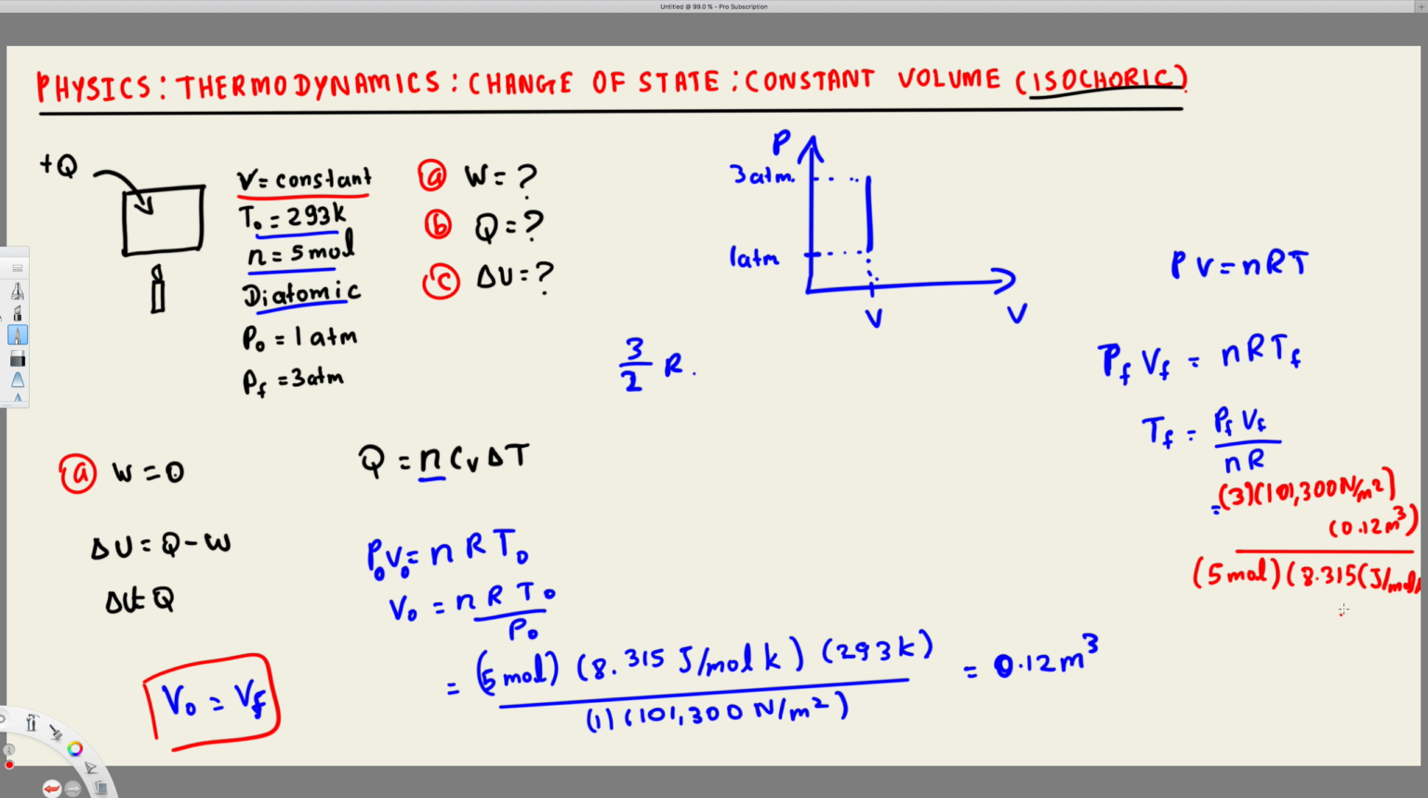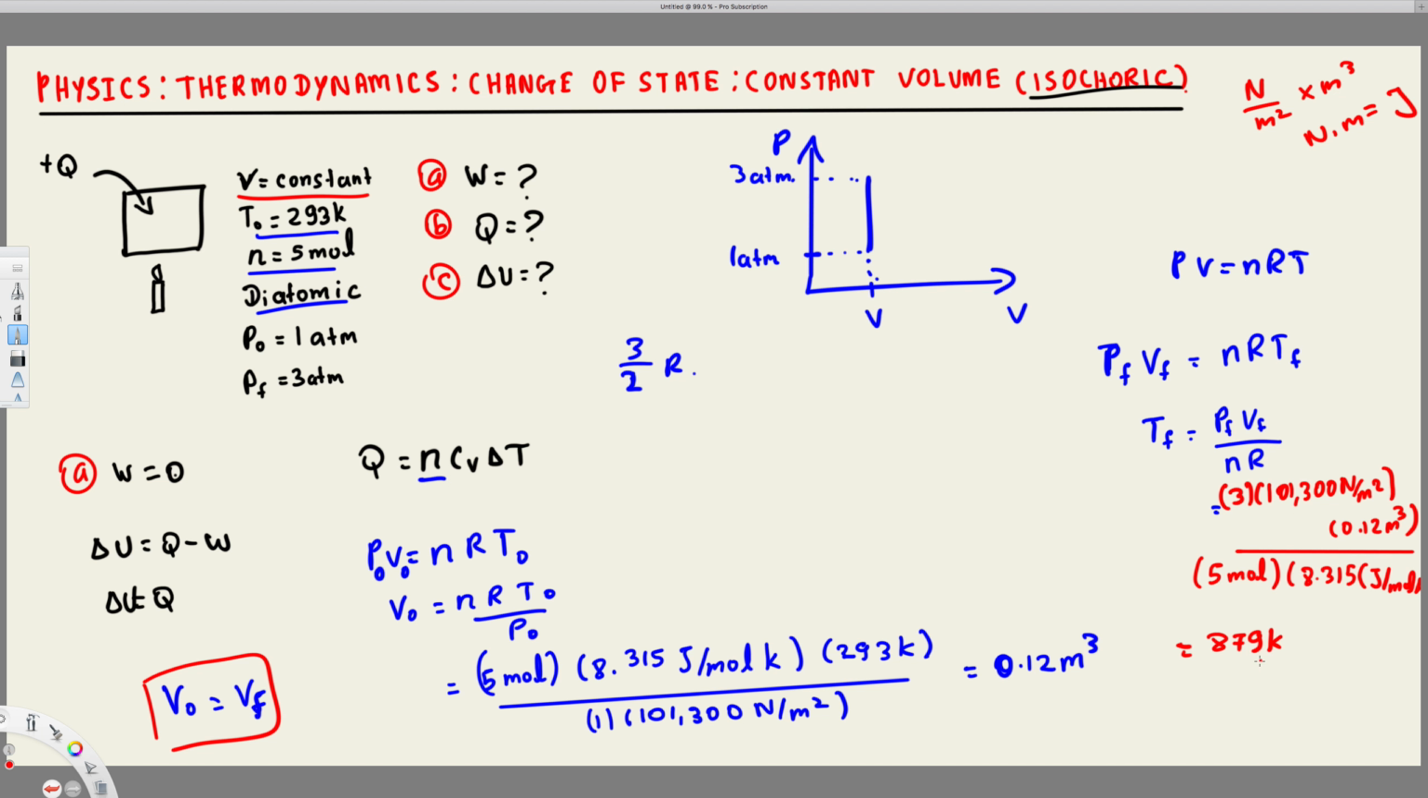So you may wonder how this joule and these values are going to cancel. If you notice that Newton per meter square times meter cube is going to give us Newton meter. Newton meter is equal to joule. So that's going to cancel with this joule, and finally we will end up with Kelvin. And if you calculate this value, that's going to give you 879 Kelvin.